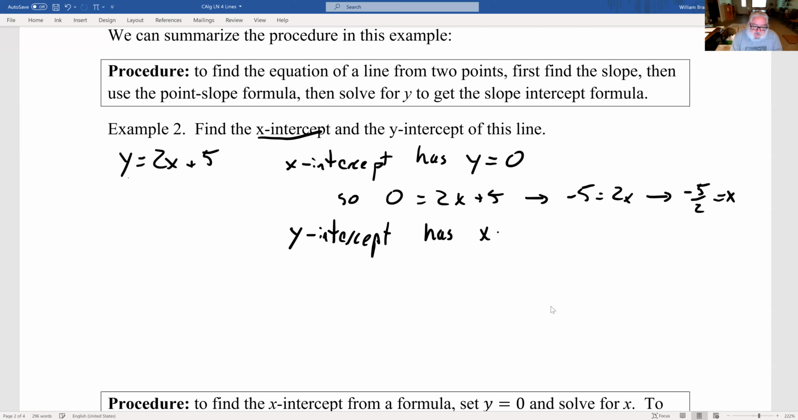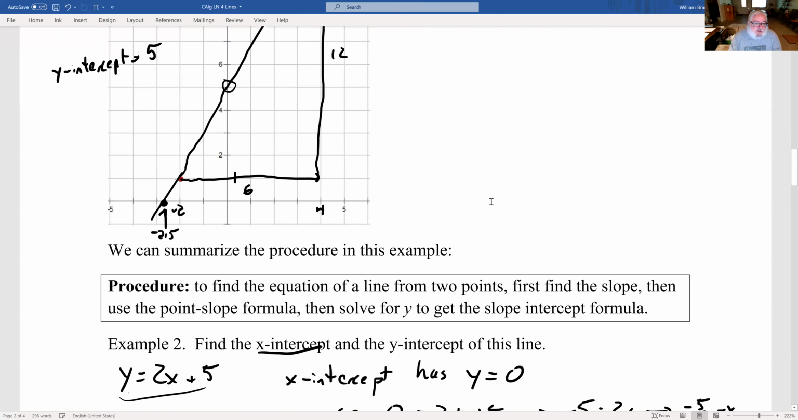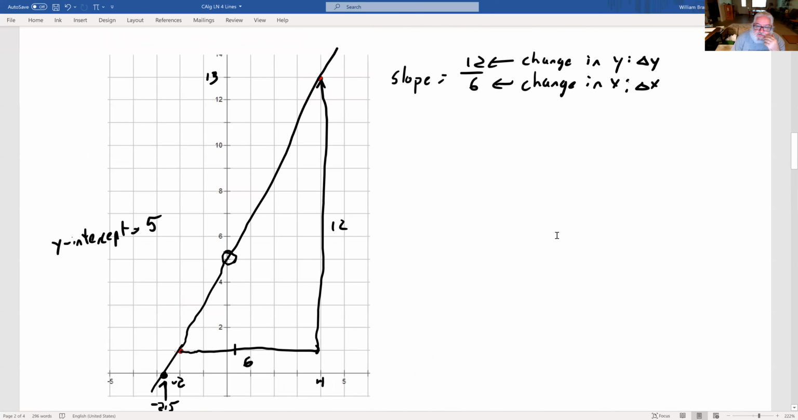That has x equals 0. So we take our equation, we set x equal to 0, and we get y equals 2 times 0 plus 5, y equals 5. And that's our y-intercept. It is 5.